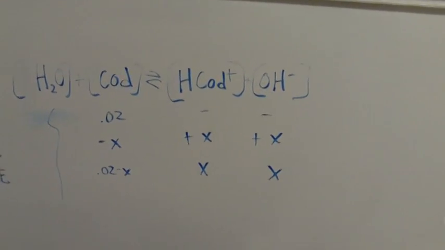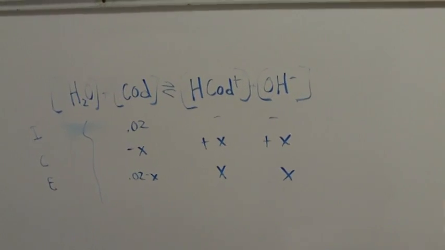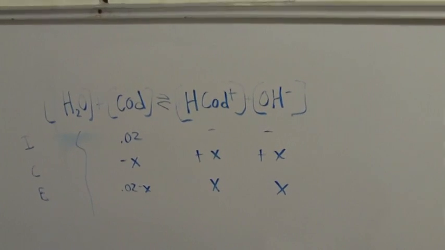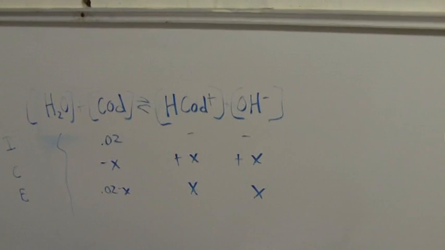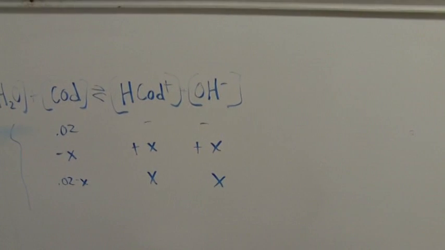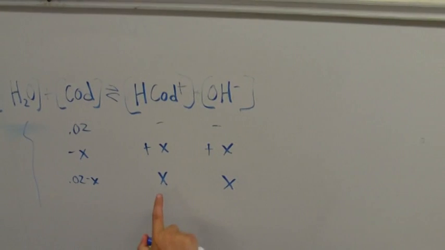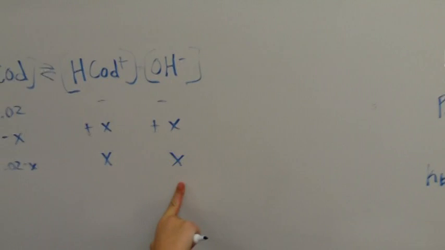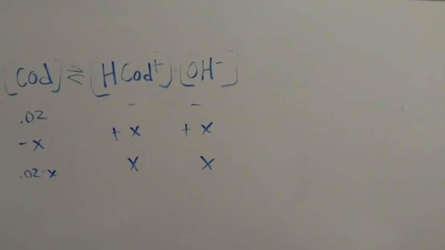All right, let's see what we've got here. They want to know what will be the pH of the solution of codeine. So first of all, we're going to want to solve for x. If we can solve for the equilibrium concentration of OH negative, then we'll be able to find the pOH and get the pH out of that. So this is our goal, to find what that x value stands for.